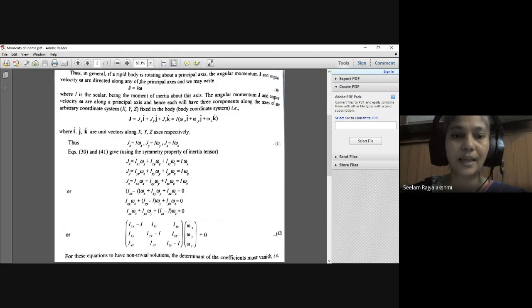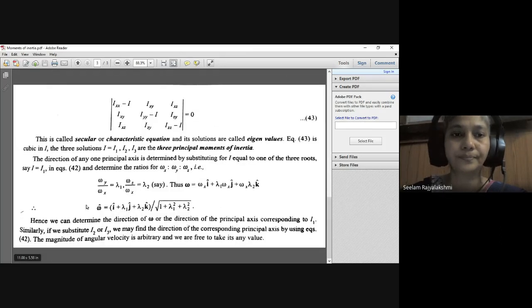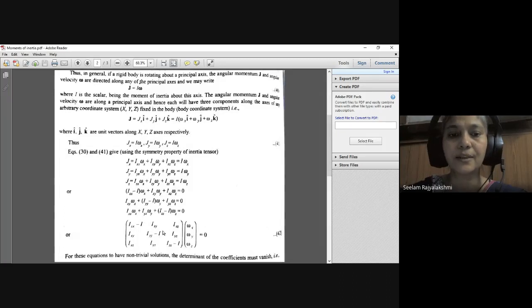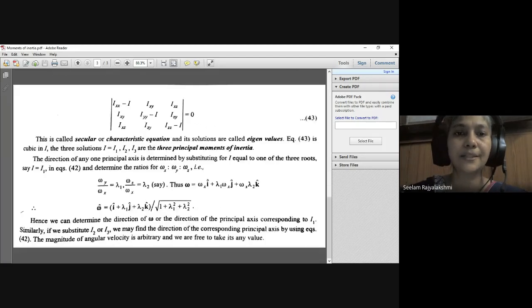Or we can write this as the matrix with rows (Ixx minus I, Ixy, Ixz), (Ixy, Iyy minus I, Iyz), (Ixz, Iyz, Izz minus I) multiplying (omega x, omega y, omega z), which is equal to 0. So for these equations to have non-trivial solutions, the determinant of the coefficients must vanish. That means the determinant of this matrix is equal to 0.